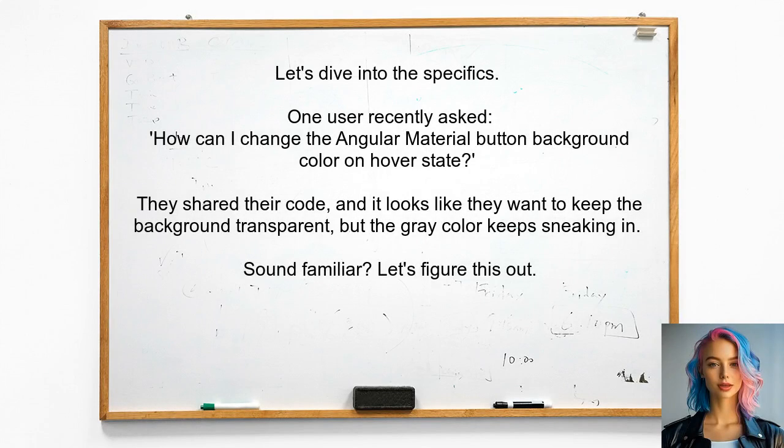Let's dive into the specifics. One user recently asked, how can I change the Angular Material button background color on hover state? They shared their code, and it looks like they want to keep the background transparent, but the gray color keeps sneaking in. Sound familiar? Let's figure this out.